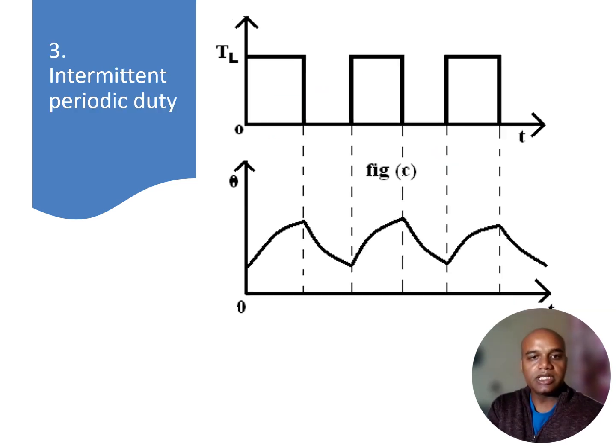The third is the intermittent periodic duty, and as the graph shows, the load runs for a certain period of time, and then it goes off, then it comes into the picture, then again it goes off. In that case, the motor achieves a certain temperature, then cools down to a certain value, then again achieves a certain temperature and cools down again. This is used in presses and drilling machines, where we need to drill something or press something.